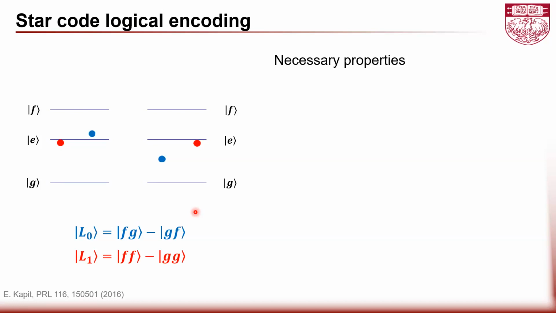There are a few necessary properties when choosing logical states in order to make a valid autonomous error correction code. The first is that all of the error states and logical states have to be orthogonal to each other. In our case, we only consider single photon loss errors happening to the logical states, which means that for both L0 and L1, the corresponding logical error states will have some population in the E level, while all of the logical states only use the G and F levels. So by definition, they are orthogonal to each other.